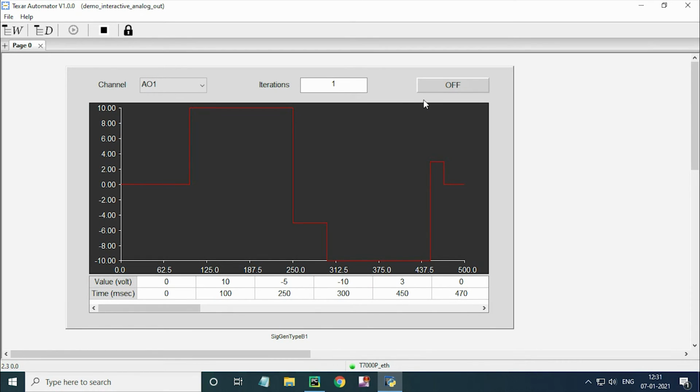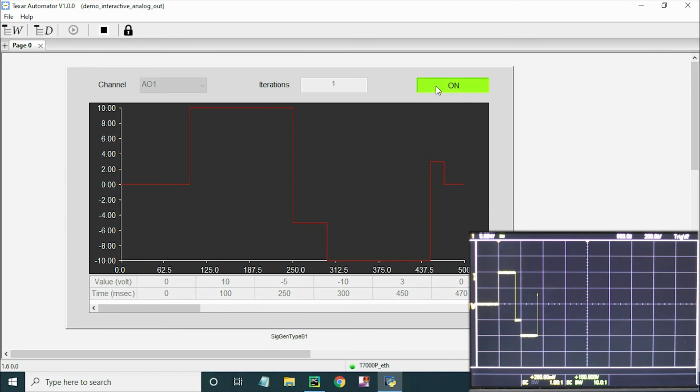The iterations parameter is for specifying the number of times the pattern needs to be repeated. Let us leave it at 1 for now. Activate the widget. The generated signal, as seen in the oscilloscope, matches the pattern. Let us change the iteration to 3 and repeat the test. The oscilloscope capture shows that the pattern did repeat 3 times.